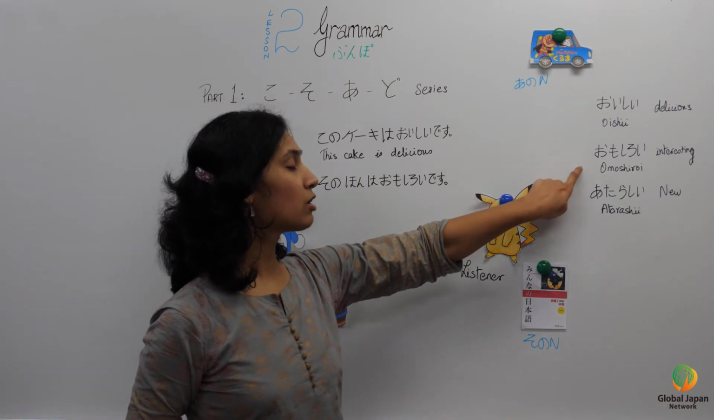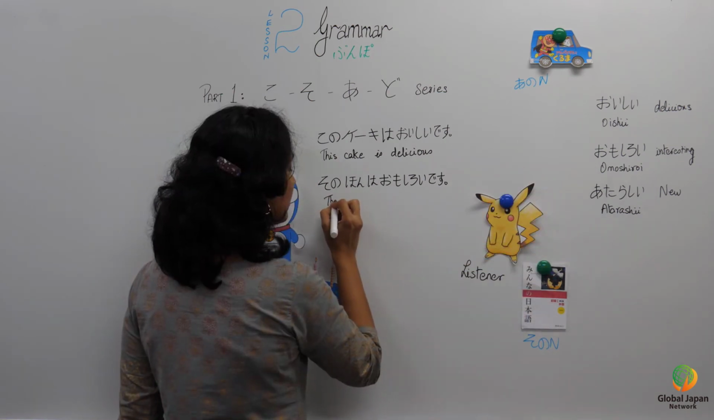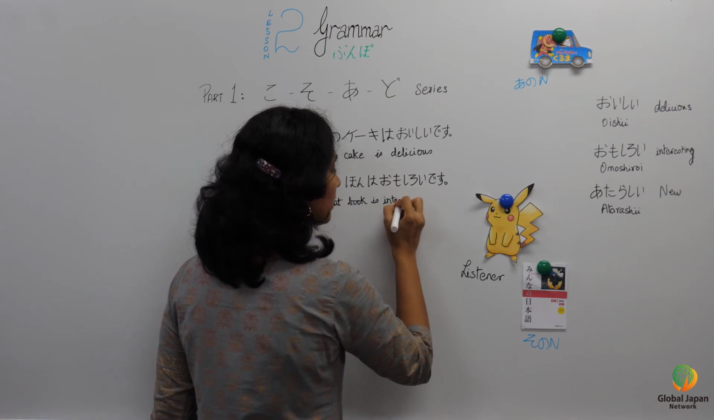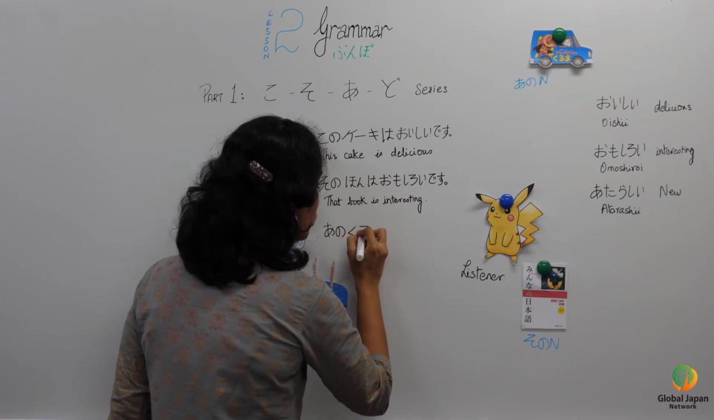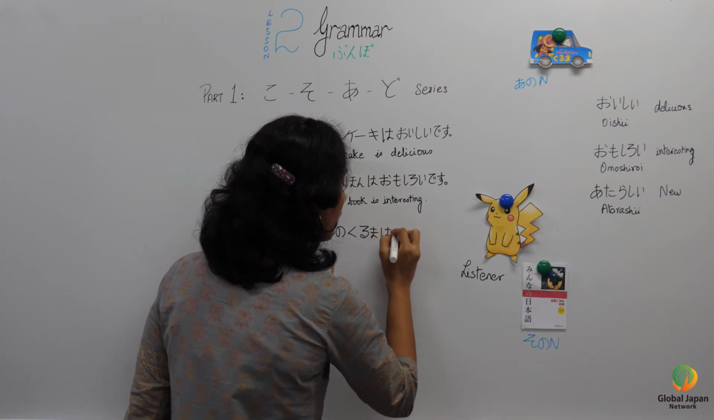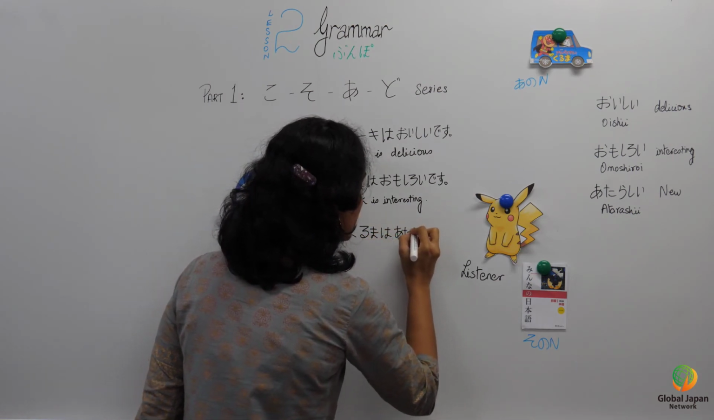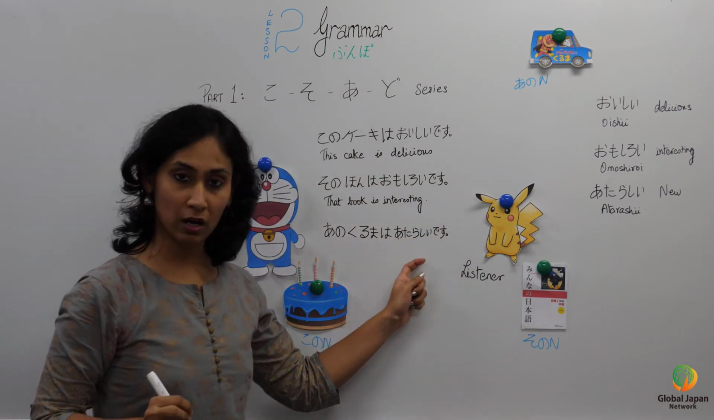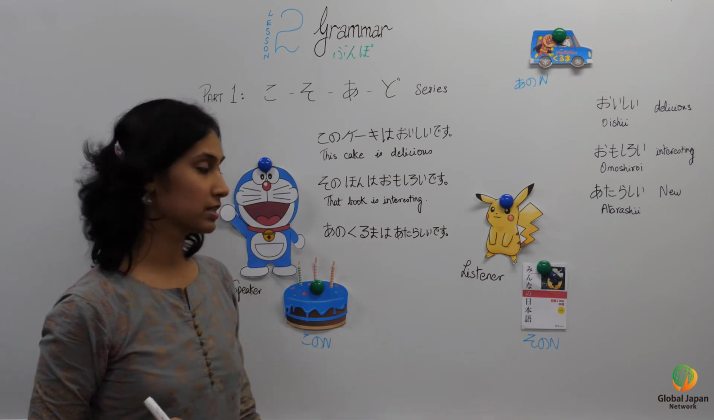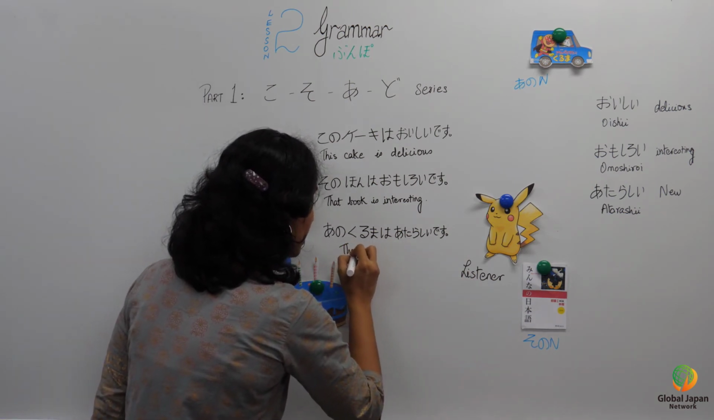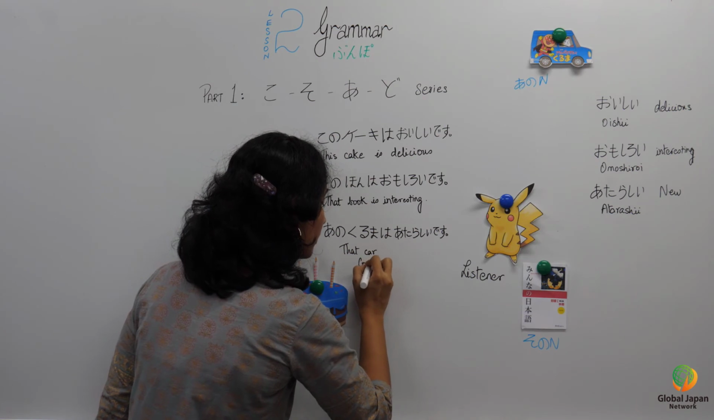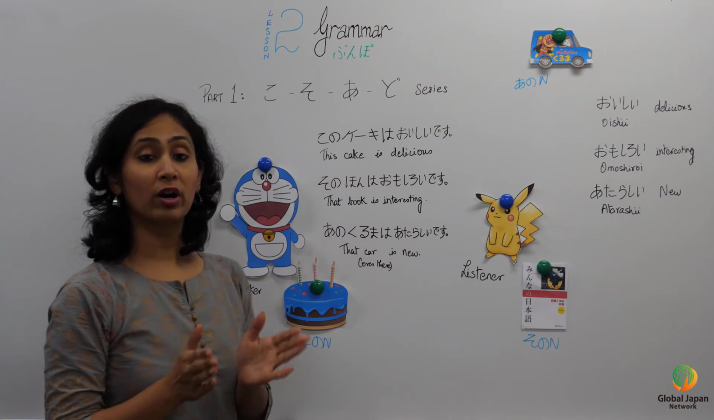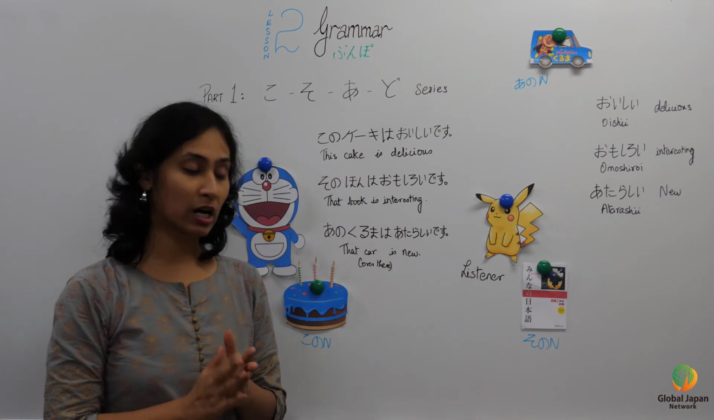I have given the meanings on the board here. That book is interesting. Ano kuruma wa atarashii desu. Ano kuruma wa atarashii desu. That car over there is new. What are the points we have learned under the kono, sono, ano discussion?